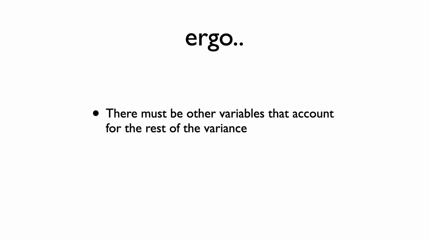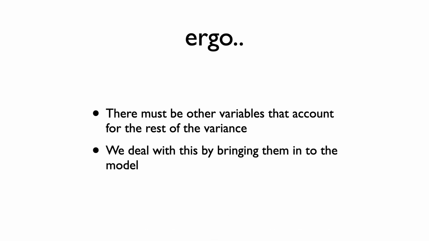So there must be other variables that account for the rest of the variance. Ergo is a Latin word, it means therefore. It's also an English word, but it comes from the Latin, which is unchanged.